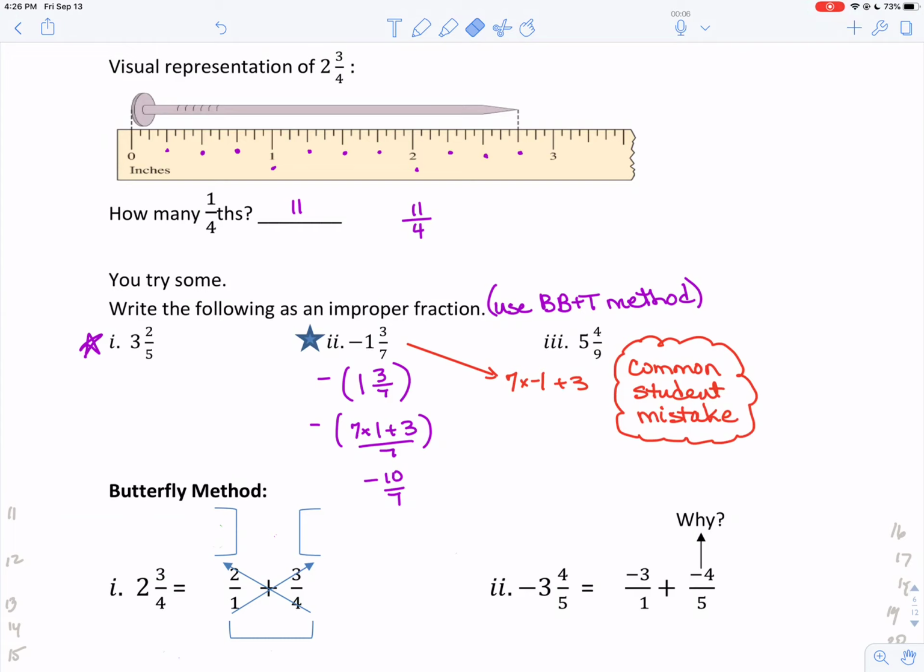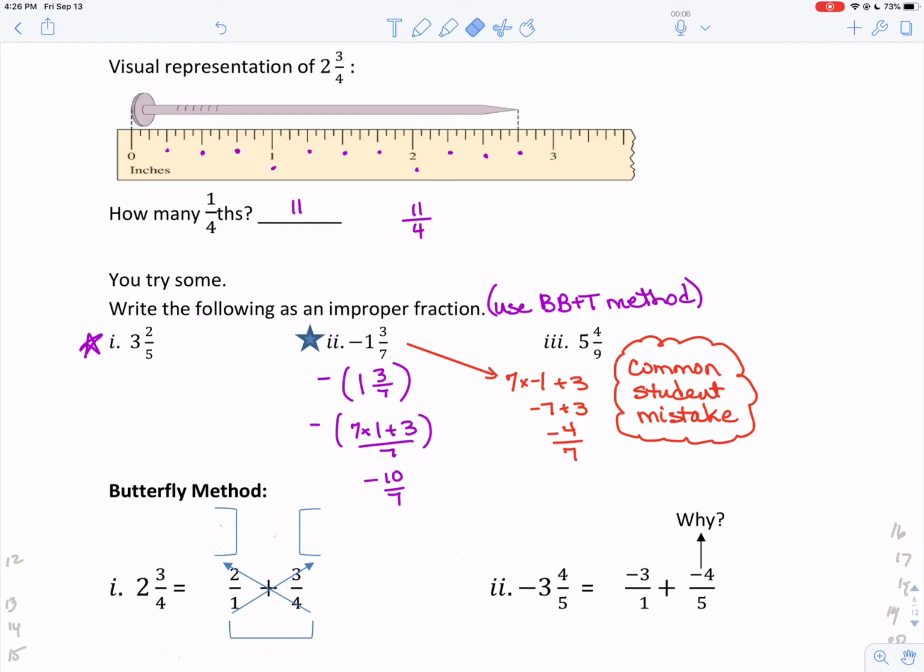So the common mistake is for students to multiply 7 times the -1, which would give them -7 plus 3. So that really does mess them up. And they wind up with -4/7.